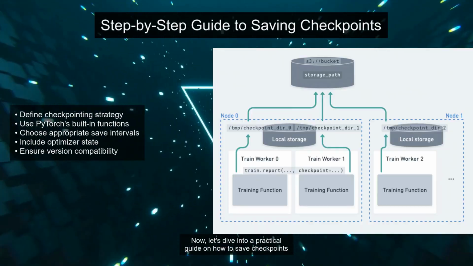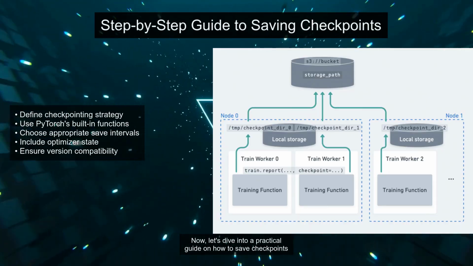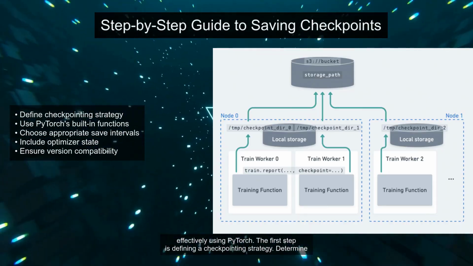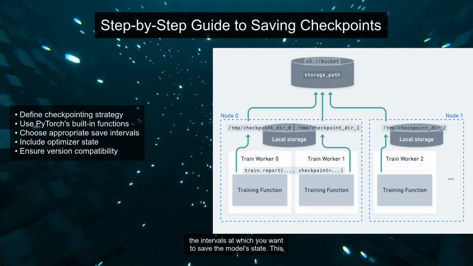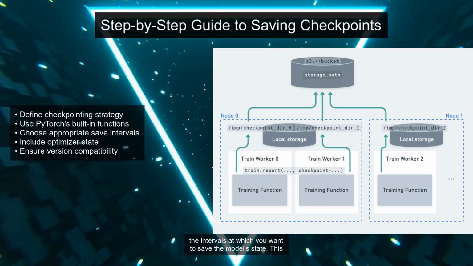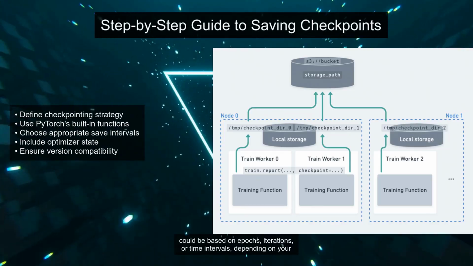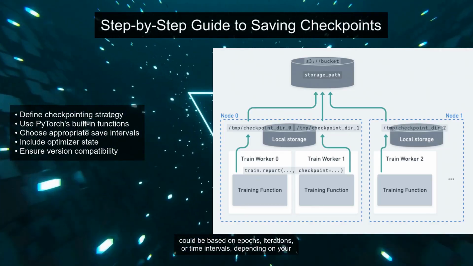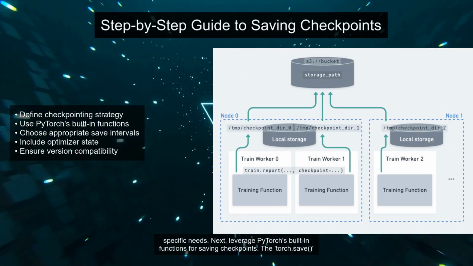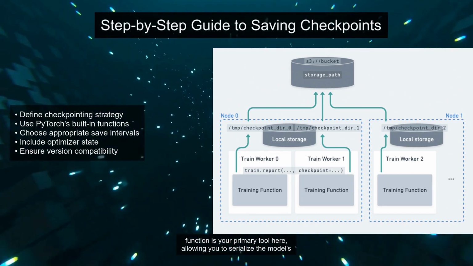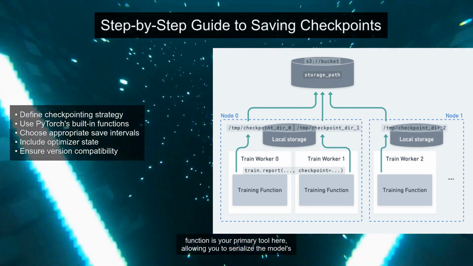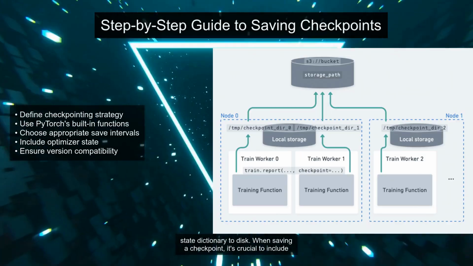Now, let's dive into a practical guide on how to save checkpoints effectively using PyTorch. The first step is defining a checkpointing strategy. Determine the intervals at which you want to save the model's state. This could be based on epochs, iterations, or time intervals depending on your specific needs. Next, leverage PyTorch's built-in functions for saving checkpoints. The torch.save function is your primary tool here, allowing you to serialize the model's state dictionary to disk.